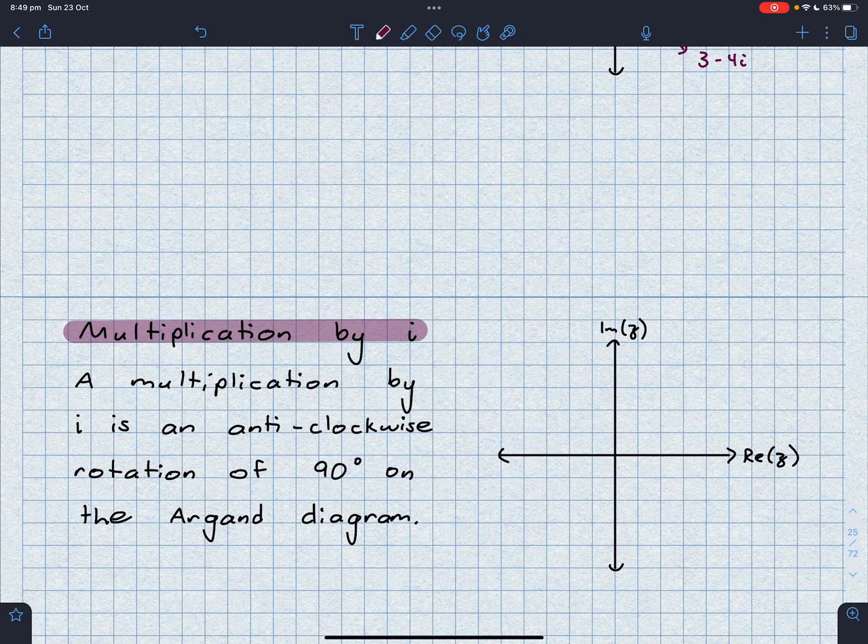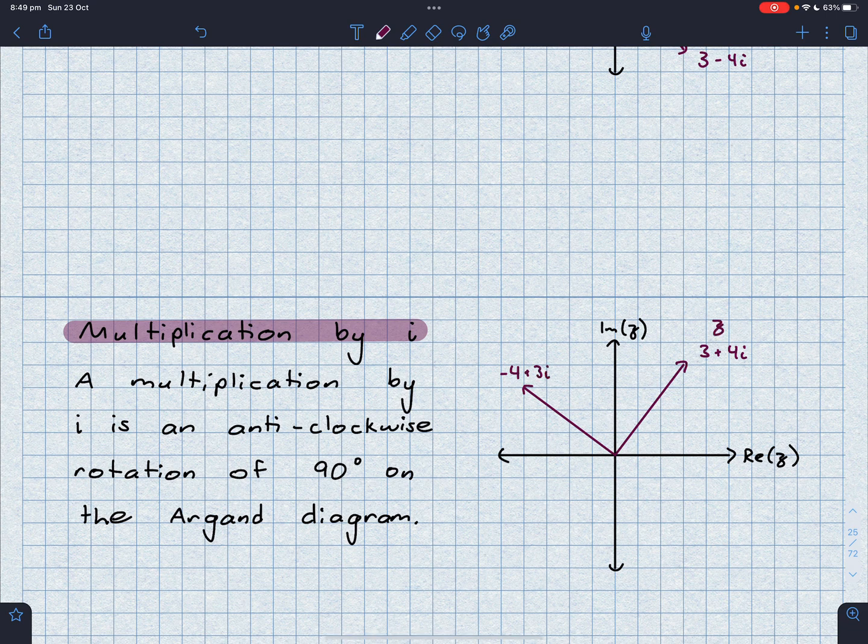We're also going to have a look at multiplication by i. So if I take that same complex number, 3 plus 4i, and multiply by i, I'm going to get 4i squared, so minus 4, and I'm going to get 3i. So minus 4 plus 3i is over in the second quadrant.